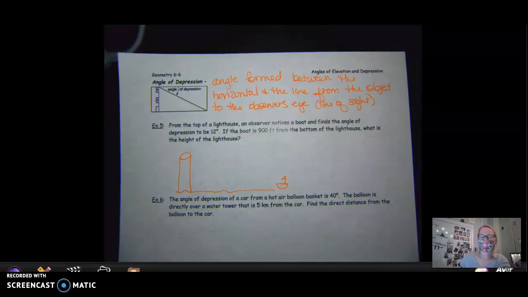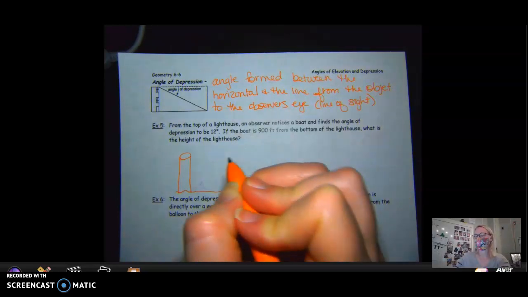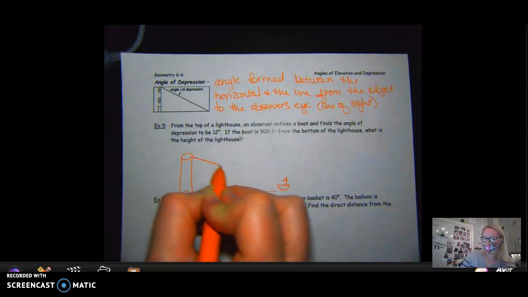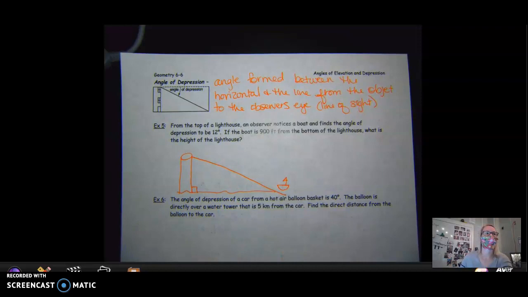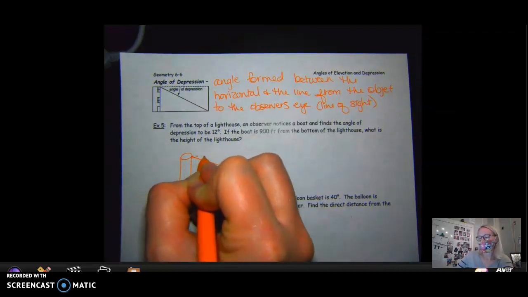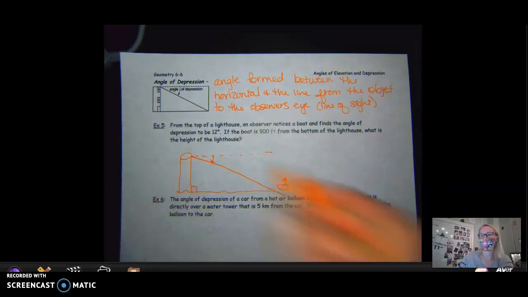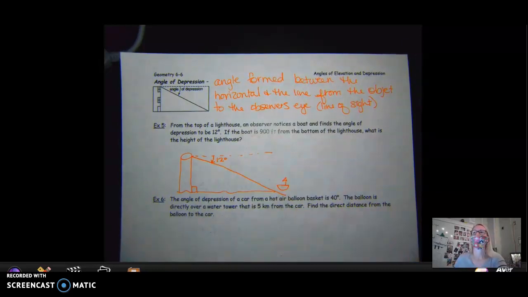From the top of the lighthouse, an observer notices a boat and finds the angle of depression to be 12 degrees. So here's where this is a little bit different. Here's the line to the boat, right? Here's my 90-degree angle. We see the right triangle, correct? But when they're talking about that, the person's up here, and his original line of sight is right there. The angle of depression would be this right here. That right there is 12 degrees. Okay, does that make sense?